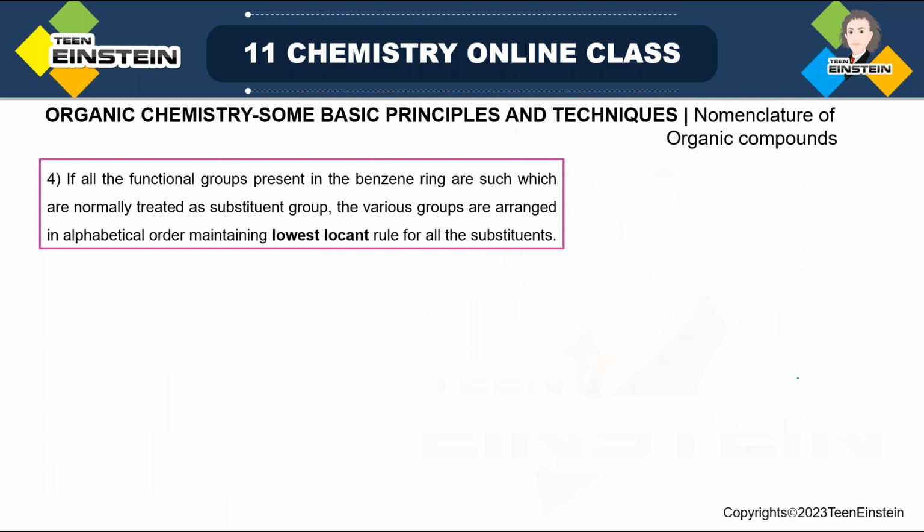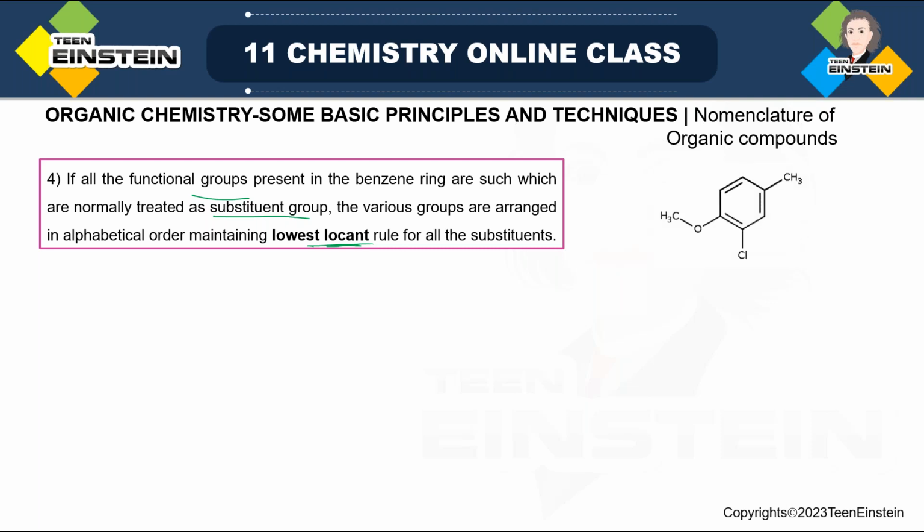Now, in some cases, it may happen that the groups that are present in the benzene ring, better we say simply groups, are treated as substituent groups. That is, they are not generating any common name. So what to do in that case? If you are not getting any common name based on the group that is present, then the various groups are arranged in alphabetical order. Just like we have seen, bromo comes before methyl, methyl comes before nitro, like this. But you always have to maintain the Lewis-Rocan rule, which is the same rule, that is the rule of first point of difference. You can also use this term.